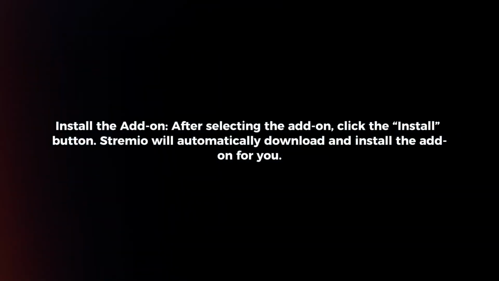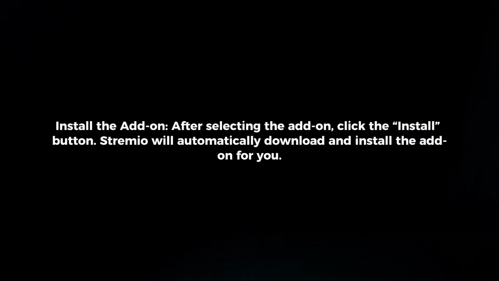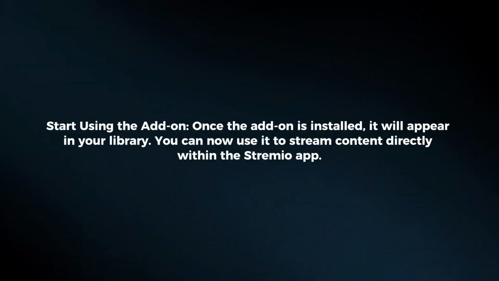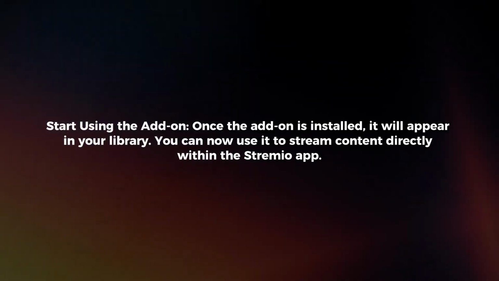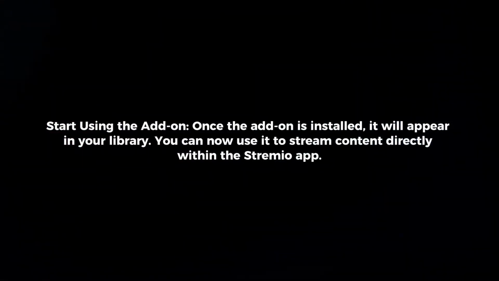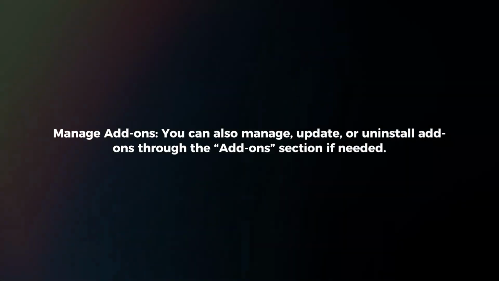Install the add-on. After selecting the add-on, click the Install button. Stremio will automatically download and install the add-on for you. Start using the add-on. Once the add-on is installed, it will appear in your library. You can now use it to stream content directly within the Stremio app. Manage add-ons. You can also manage, update, or uninstall add-ons through the add-ons section if needed.